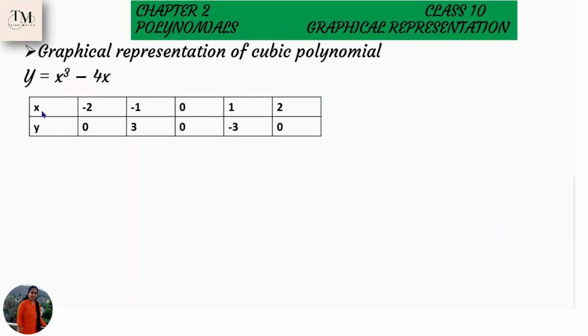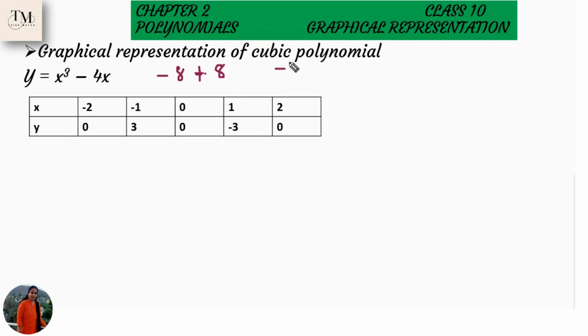So here we can take the values for x and y. When x is equal to minus 2, if we substitute x is equal to minus 2 here, minus 2 whole cube. There are 3 negatives, so the answer will be negative. 2 cube is 8, so the answer will be minus 8. Minus 4 into minus 2 is plus 8, since already one minus is there. So the answer is 0.